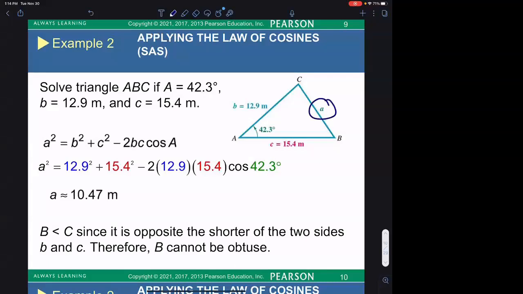So you solve for that side that you don't know using the law of cosines. So that's angle A, side A. And so they chose the A squared version of the law of cosines because they're solving for the unknown side that's opposite angle A. And then they plug in sides B, C, and angle A. And then after they get that result, they took a square root to get 10.47 meters.